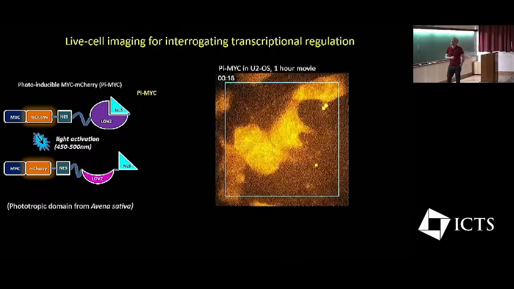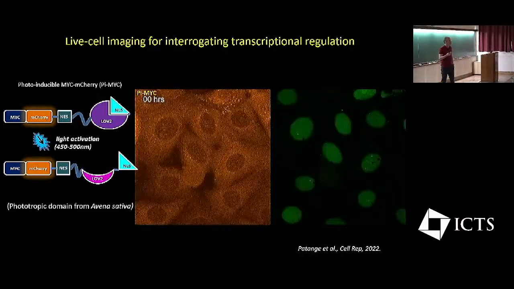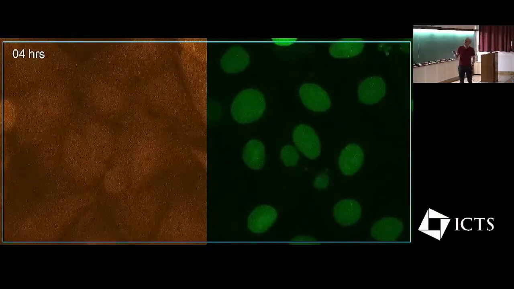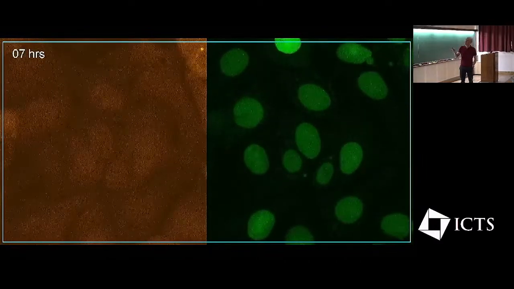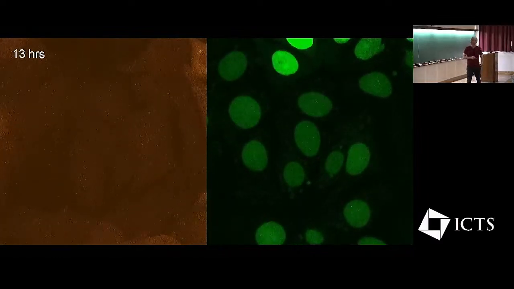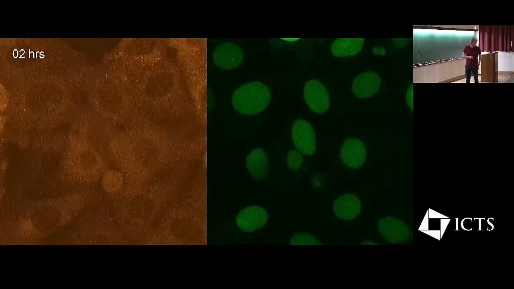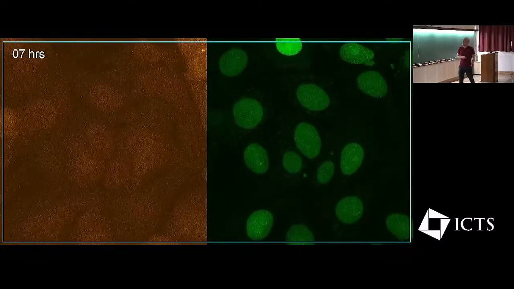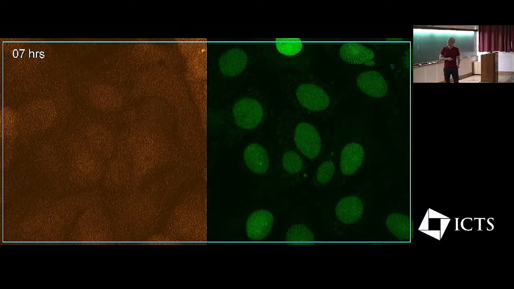But with this construct, now we can do the experiment that I wanted to do, which is to acutely perturb transcription. In other words, we turn MYC on, MYC goes into the nucleus, and then we ask how the genes respond. So that's what this experiment is. Here we turn the blue light on, MYC comes in, and we can specifically watch how these transcriptional bursts change in real time. So again, turn the light on, MYC goes in, and this is what we see.